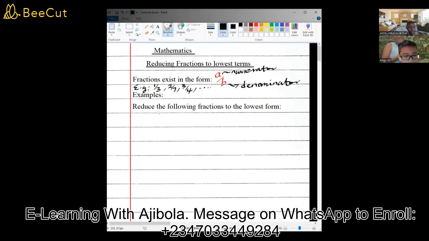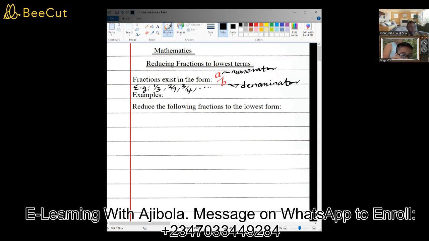Now, some fractions might not be in the lowest form. And what do we mean by the lowest form? It is the form in which no factor is common between the numerator and the denominator. So when A and B have no common factor other than 1, then that fraction is already in the lowest term.